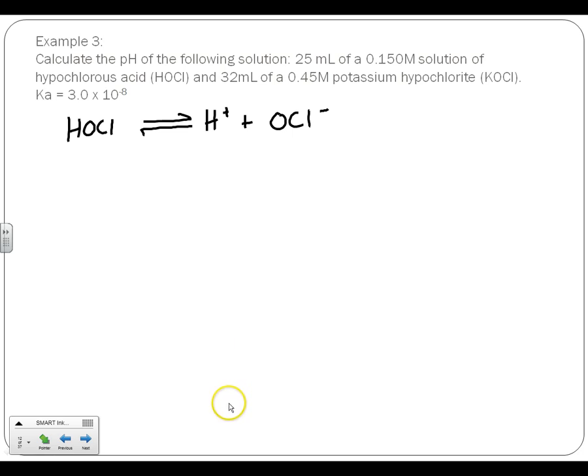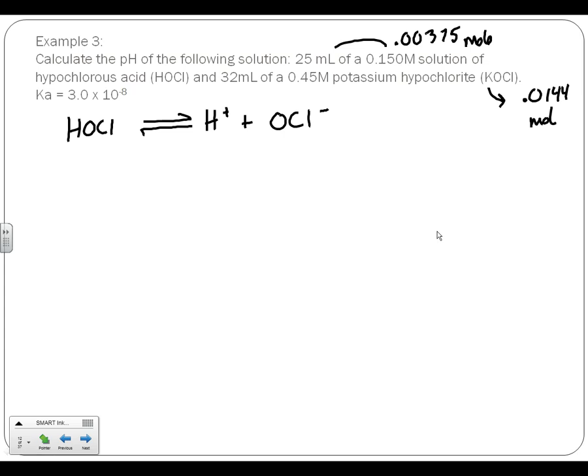So there's the -ous and the -ite. So we've got the salt of the weak acid, the conjugate base of the weak acid. First thing that I gotta do, since I've got different molarities and different volumes, go to the moles. Convert to the moles. So I need to figure out how many moles of this I have. Turns out of the acid, this gives me 0.00375 moles. And how much of the hypochlorite I have. So this is going to be 0.0144 moles.